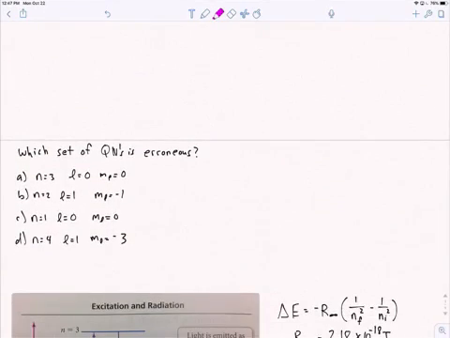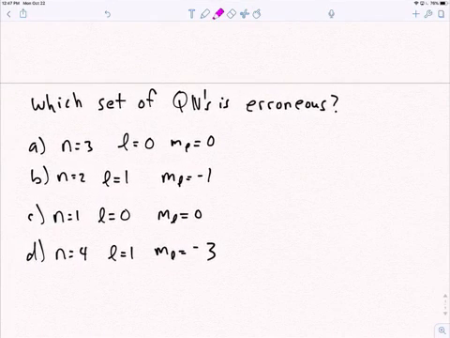Okay. Which one of these is wrong? How many think A? How many think B? How many think C? How many think D? Okay, so more than half the class is going for D. That is the right answer, because if L is 1, M sub L has to be -1, 0, or 1. Does anybody have any questions?